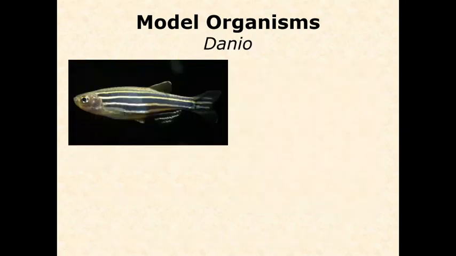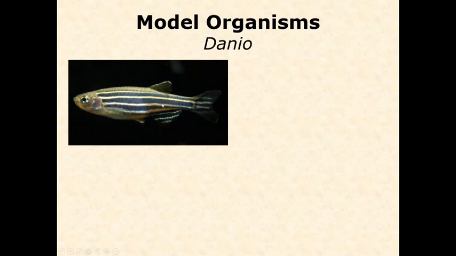The next one, which has also been important for Evo Devo, particularly development of the nervous system, is a fish called Danio. Danio is the generic name. Rerio is the most common species, so Danio rerio, but we'll just refer to it as Danio from here on out for convenience's sake. It's called the zebrafish.